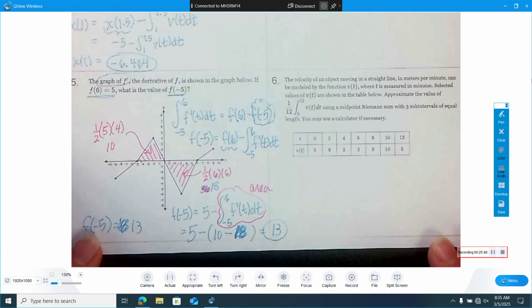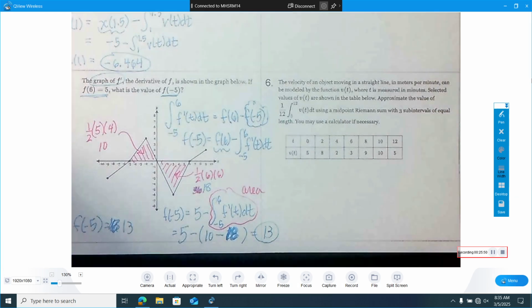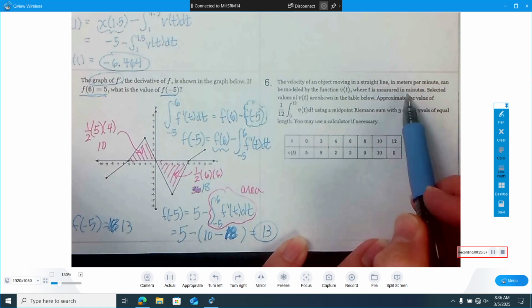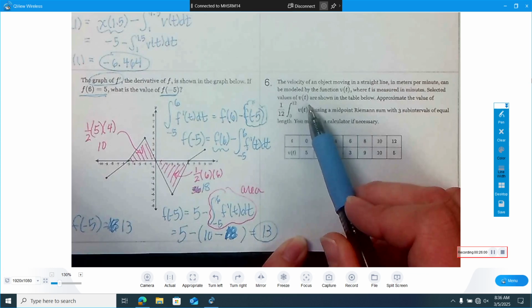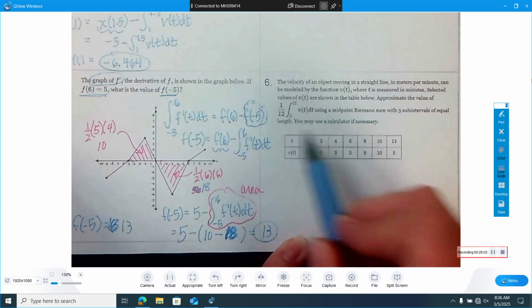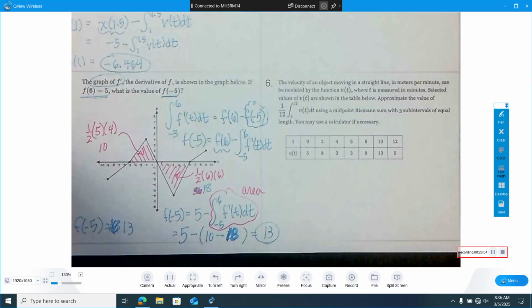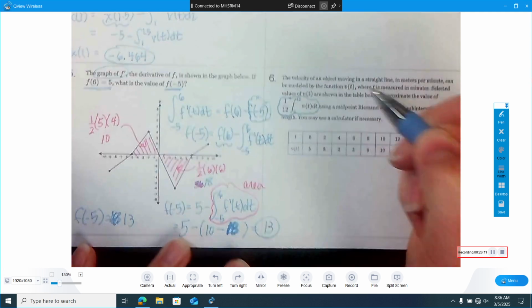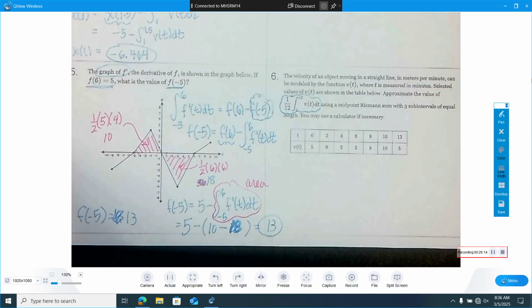All right. Number 6, the velocity of an object moving in a straight line in meters per minute can be modeled by the function v of t, where t is measured in minutes. Selected values of v of t are shown in the table. Approximate the value of 1/12 times the integral from 0 to 12 of v of t dt. Again, what is that 1/12 in front telling you that this is? Average value. All right, this is the average value of velocity, and that's important to recognize.